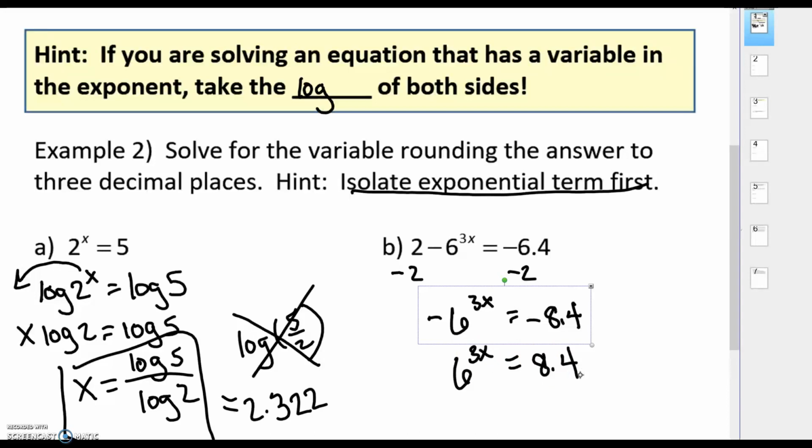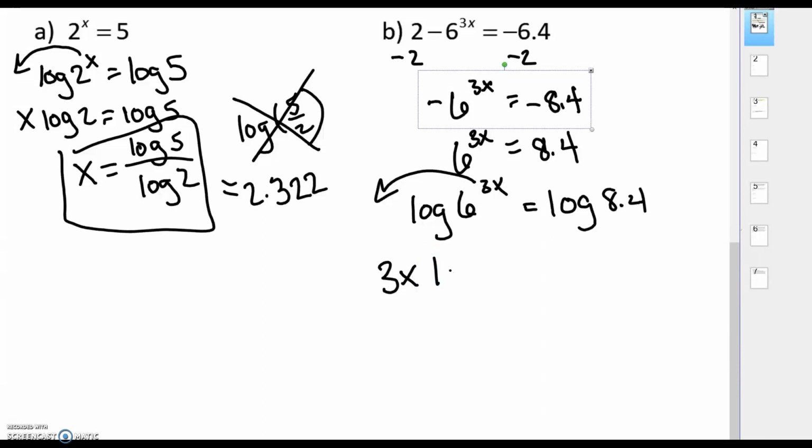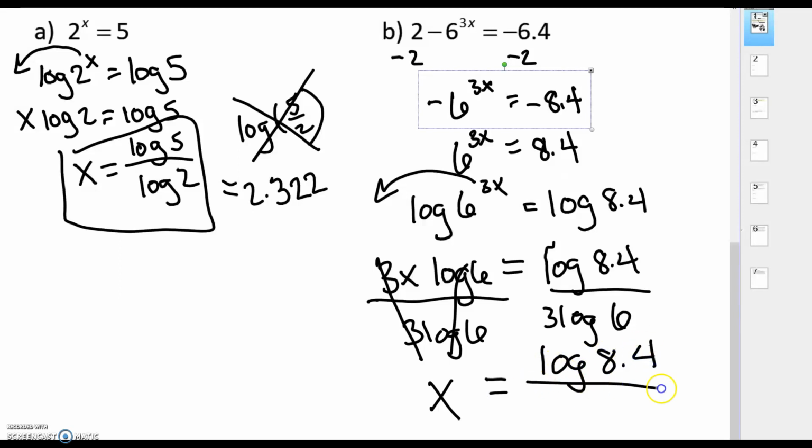Well, now I'm going to take the log of both sides. So I'm going to do log of 6 to the 3x equals log of 8.4. My 3x can come to the front here, so I get 3x log of 6 equals log of 8.4. I'm going to divide both sides by 3 log 6. So I get that x, because then those would cancel, x would equal log of 8.4 over 3 log 6.